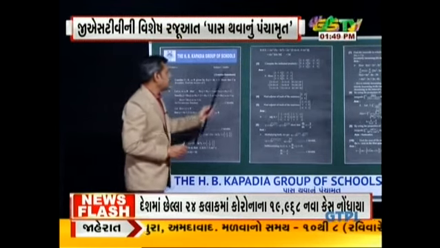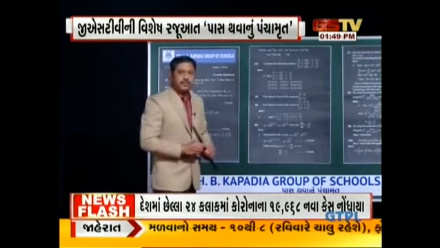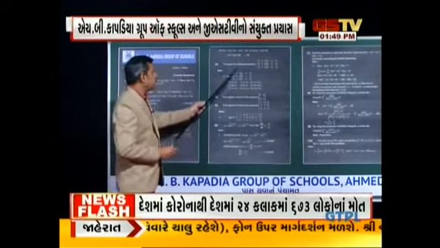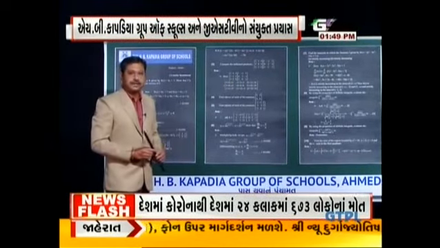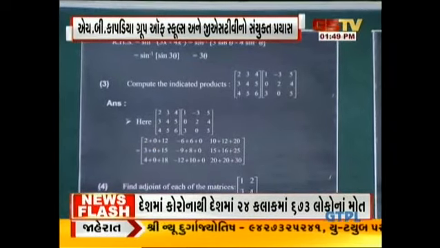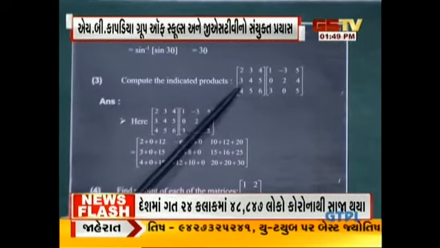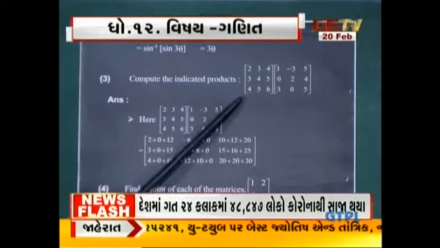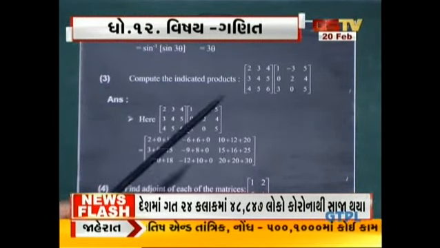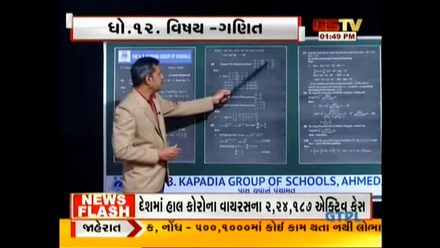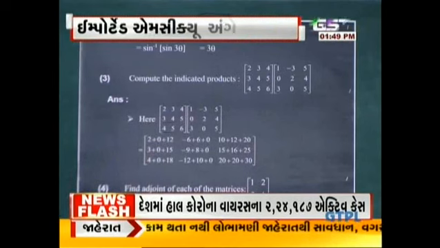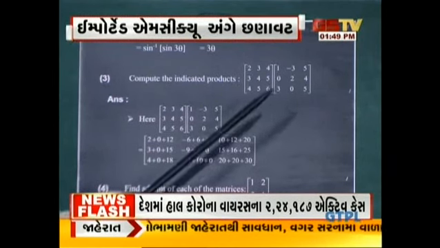Okay, next question is again an important question from chapter number 3. Find the product of two matrices. First matrix: 2, 3, 4 first row, 3, 4, 5 second row, 4, 5, 6 third row, into product for second matrix: 1, minus 3, 5 first row, 0, 2, 4 second row, 3, 0, 5 third row.